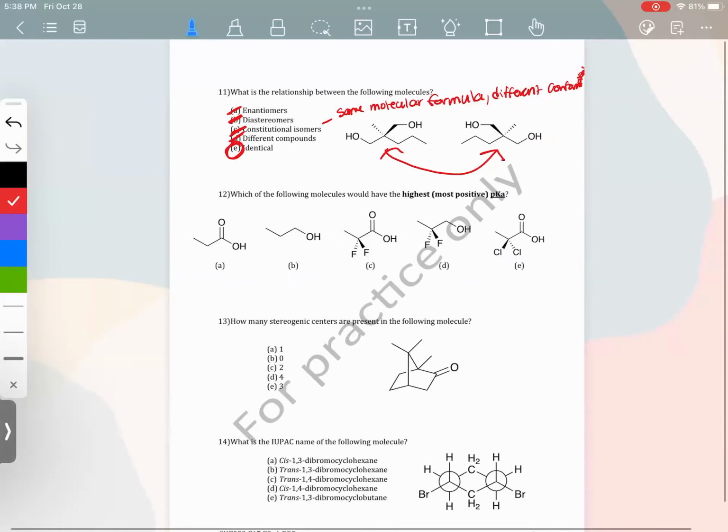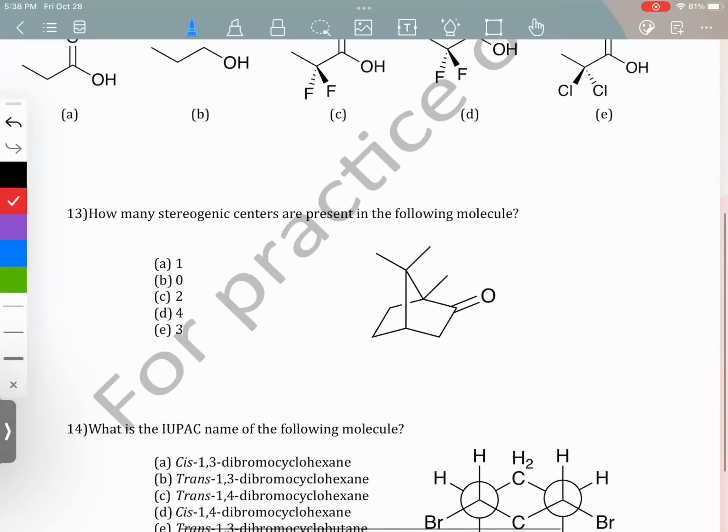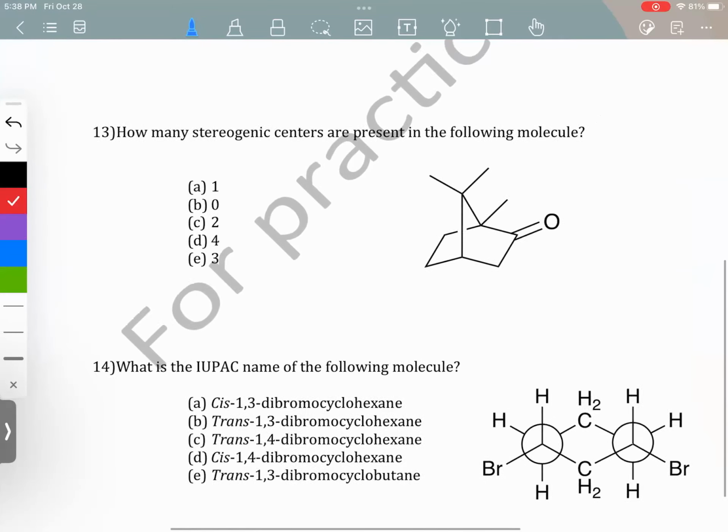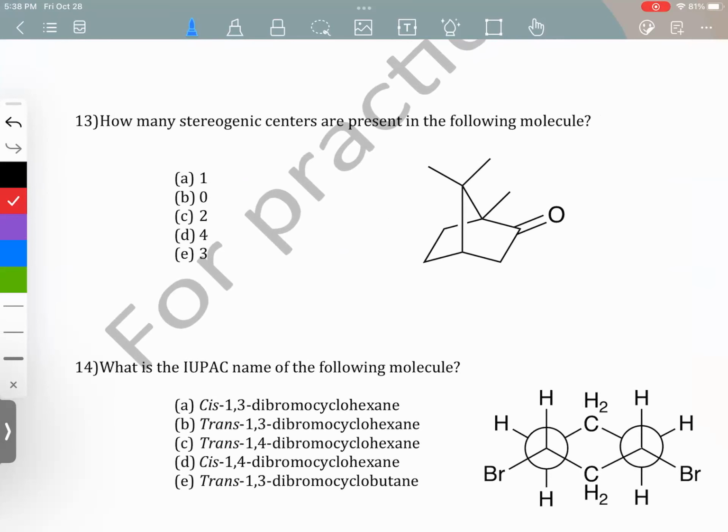We'll skip 12 because you'll learn about pKa later on in the lectures. So 13. How many stereogenic centers are present in the following molecule? So let's look at every single one of these centered carbons. Can this carbon here be stereogenic?